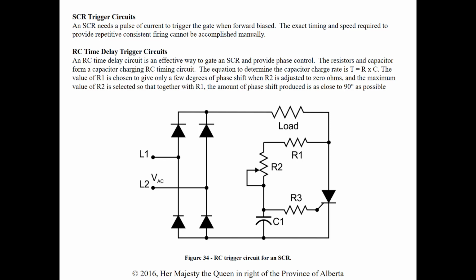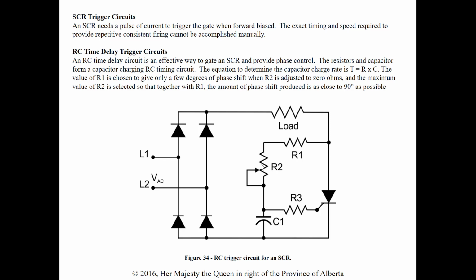So when we talked about firing or gating the SCR, they talked about a push button doing that, but we can't physically have a push button that we can push fast enough to gate it in certain scenarios. So we use an RC time delay circuit to trigger it and provide phase control. The resistor and capacitor form a capacitor charging RC time circuit. That's these guys right here: the capacitor and the adjustable resistor.